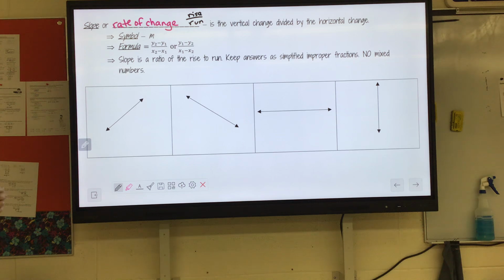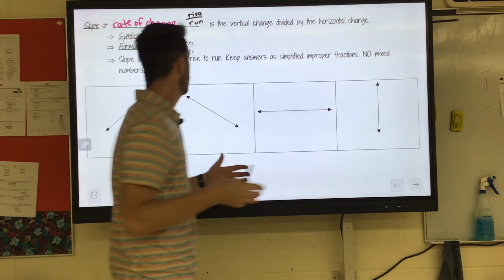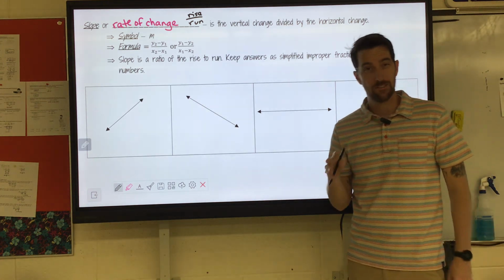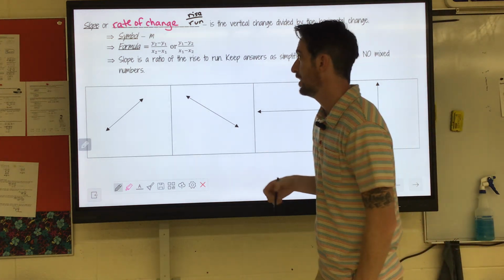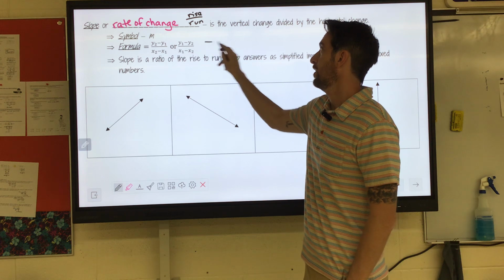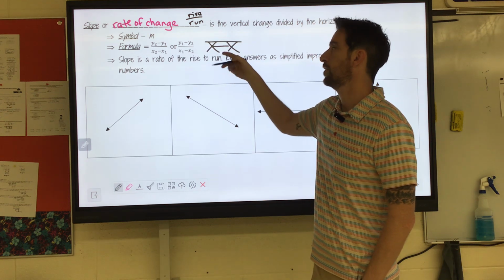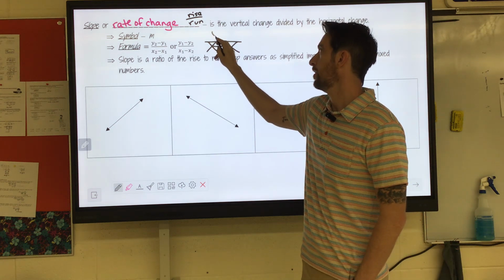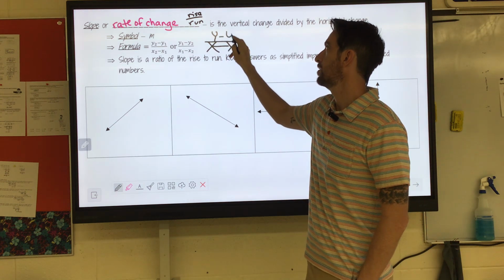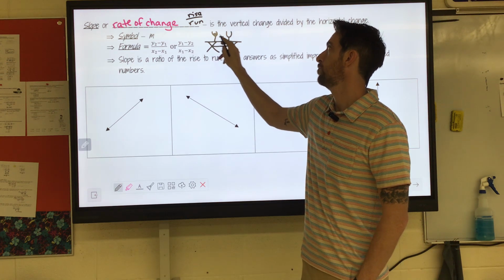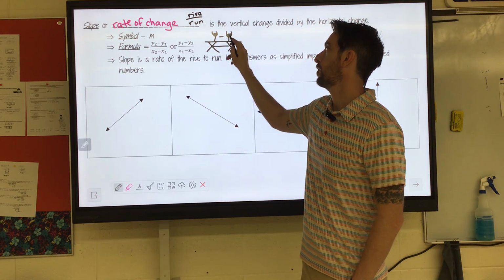The symbol in the equations we're going to have is m. The formula: you subtract the y's in the numerator, the x's in the denominator. That'll help you find the slope. I like to think of it kind of like a table at the park. You've got the legs of the table on the bottom, right? And then you've got your cute little glasses sitting on top with your ice cold Pepsi or Coca-Cola.